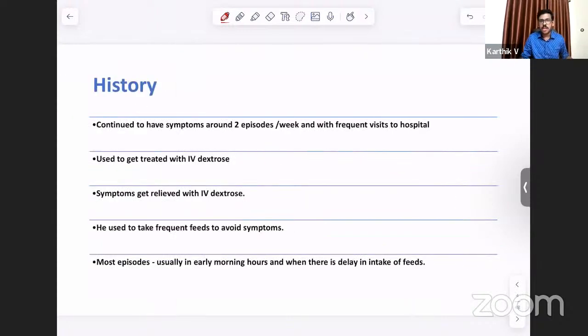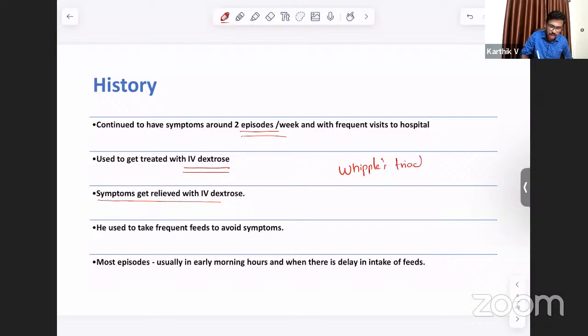So this patient, upon presentation to us, still has been having around 2 such episodes per week with continuing visits to the hospital. And at the hospital, he used to get IV dextrose. And there was prompt relief of symptoms with IV dextrose. Very important. So in this context, I would like to introduce a term which is called the Whipple's triad.